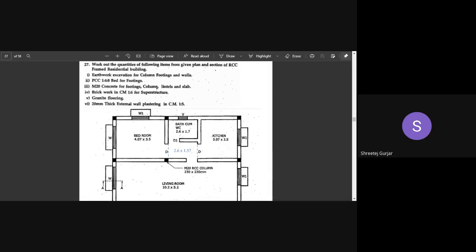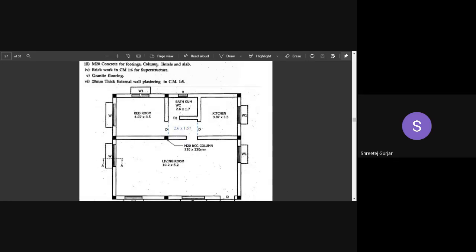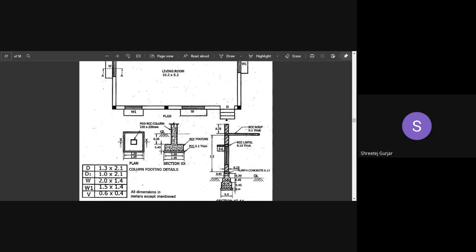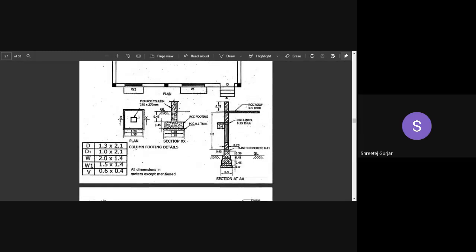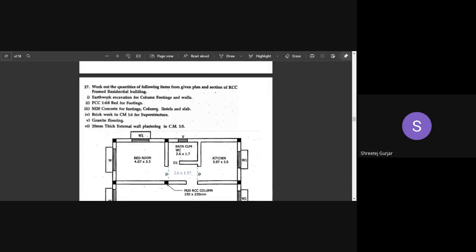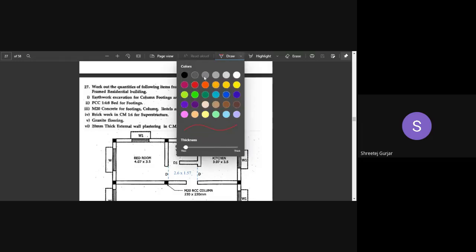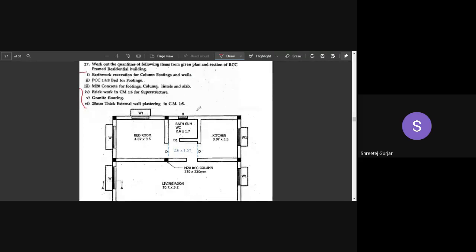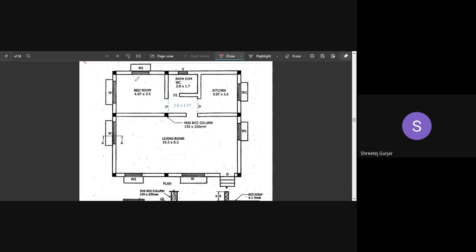And in the last class, I had discussed this plan. I had explained this plan and also a few details of the cross sections which are provided here. So that I had explained in the previous class. Let us just recall. These are the quantities which we have to estimate. And then we had looked into the plan.